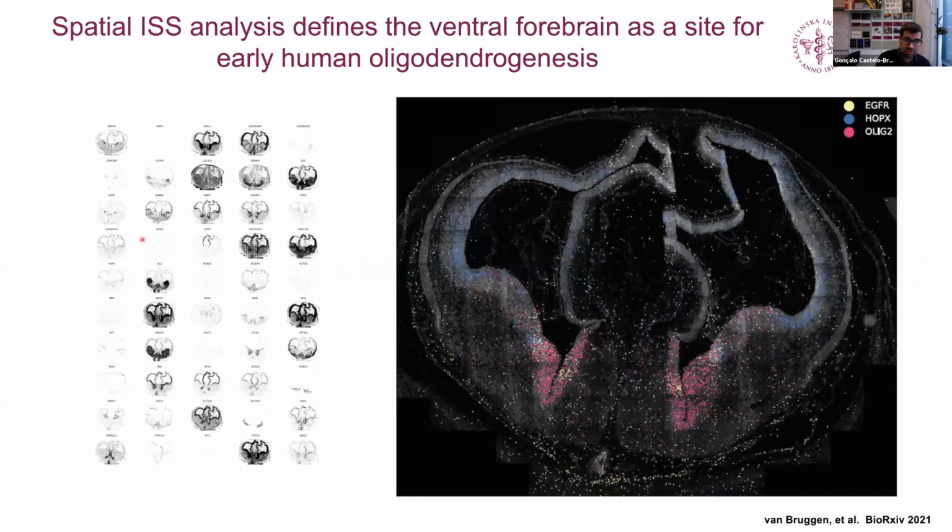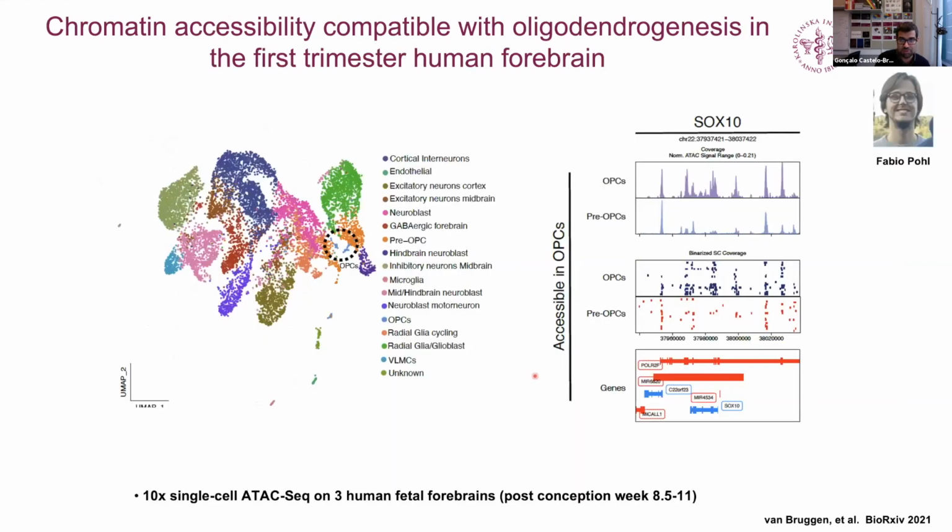And David then went on, together with Mats Nilsson's lab, using the technique of spatial in situ sequencing that could target several genes, and could identify that there was a ventral population early on during development that can give rise to these pre-OPCs in human development.